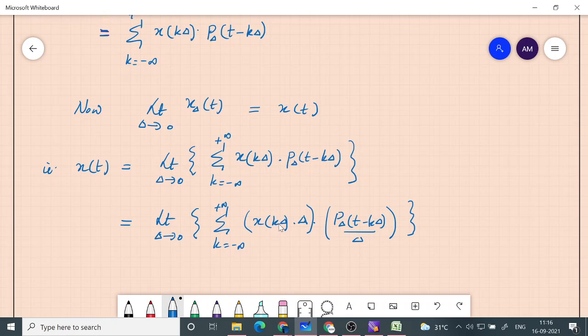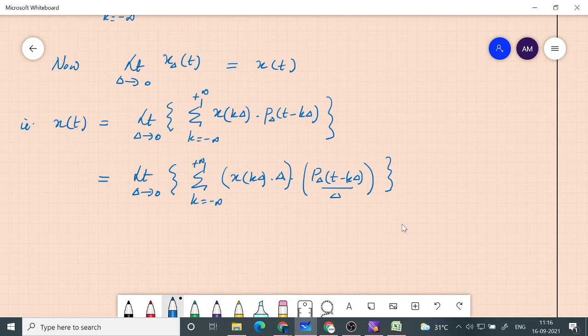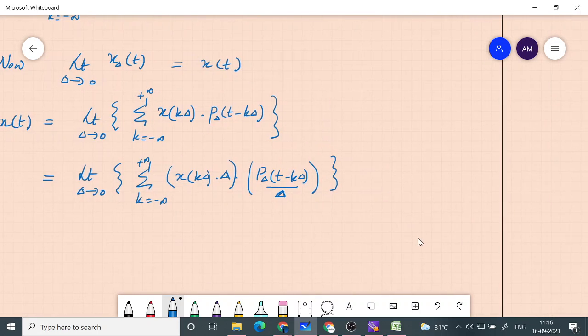Okay, now I am taking the limit of each of these terms. So this is just an algebraic step. What did I do? Earlier there was no delta here. So x of k delta I multiply with delta, and p delta of t minus k delta I divided with delta. I did not change the value, right? I can cancel this delta and get back to the previous, right? Agree? Are you with me so far? Yes, sir.